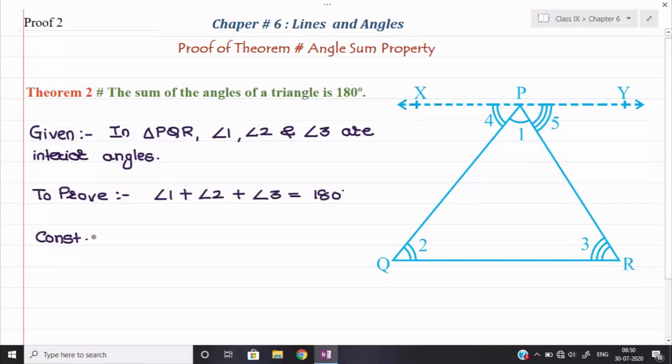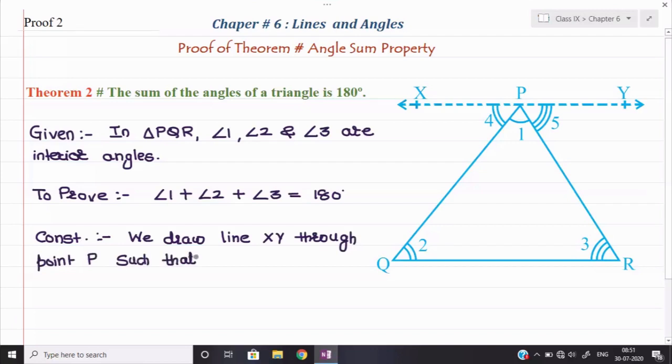In this proof we have done a small construction, so here we shall write down, in construction we draw line XY through point P, because it is compulsory, this line needs to be drawn through point P such that XY is parallel to QR. XY and QR are parallel. Okay, so this we have proved here.